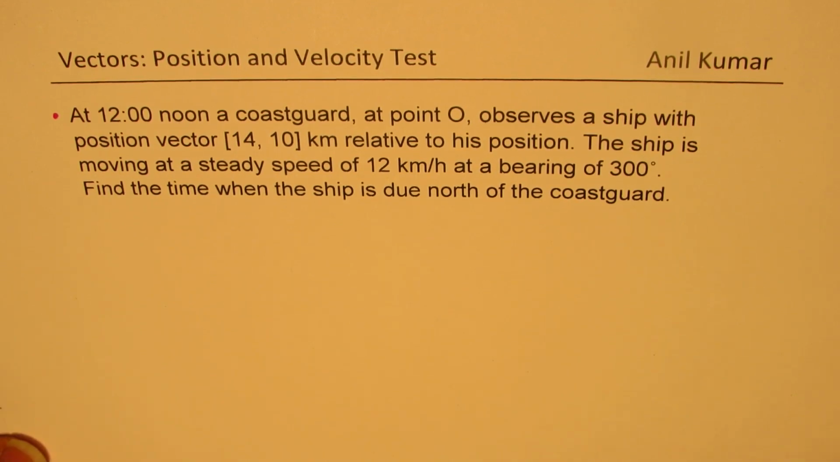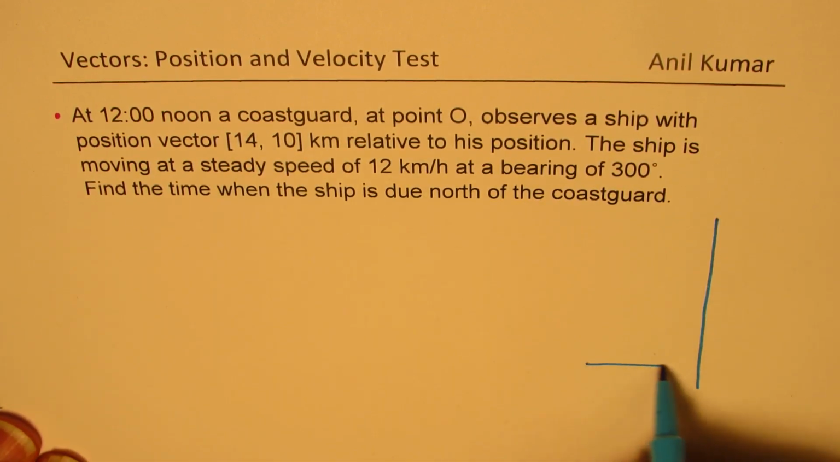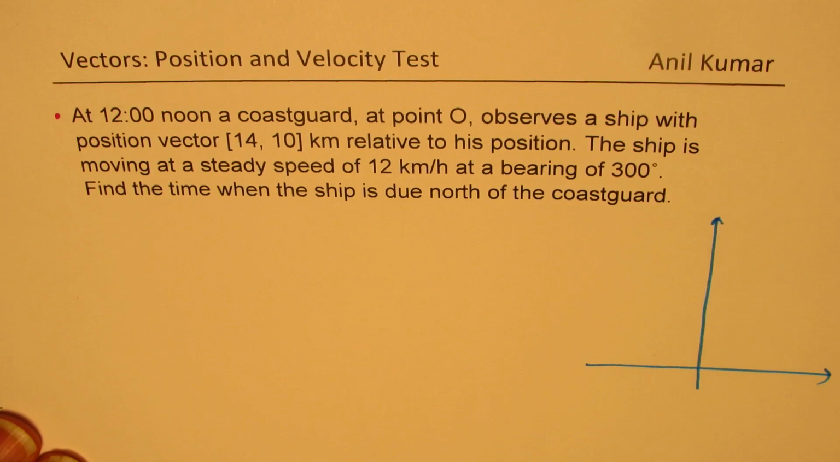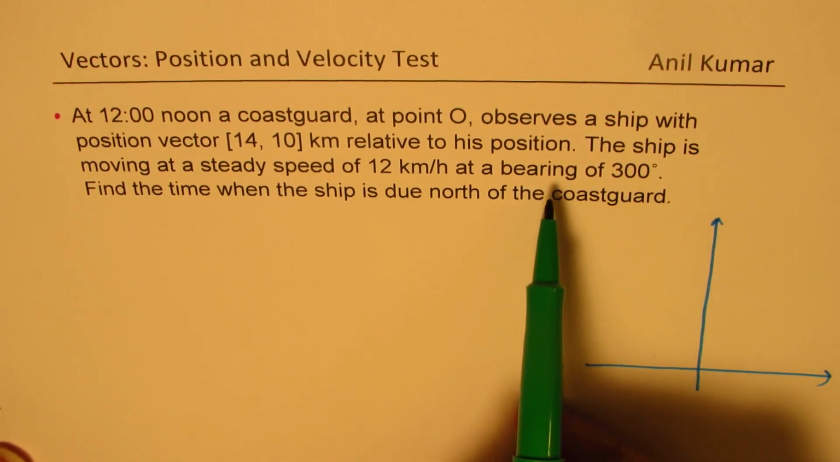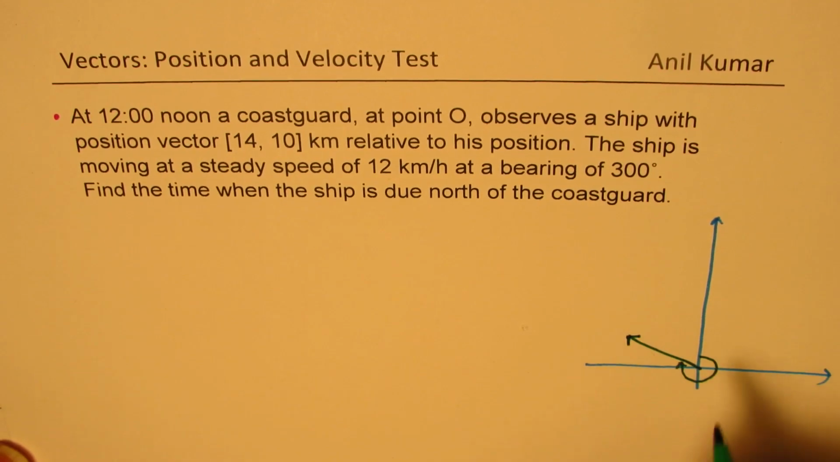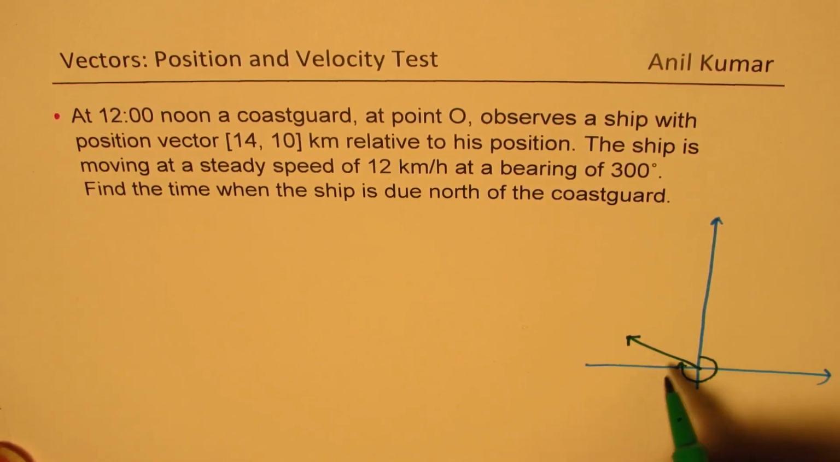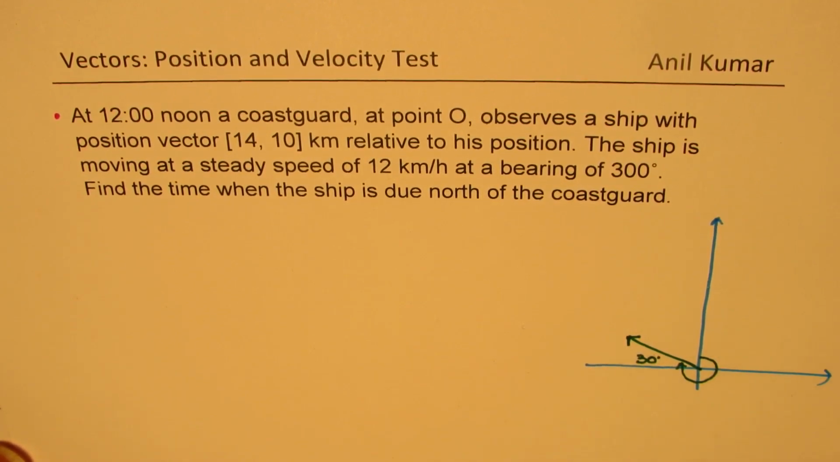Okay, so let's try to understand the situation here. What we have is everything in the positive quadrant. We are not making it to scale, but we'll make it approximate. The ship is moving in the direction which is a bearing of 300. So from here, if you see, 300 will be just as we did last time, something like this. This is 30 degrees: 270 plus 30 gives you 300. So that is the direction in which the ship is moving.